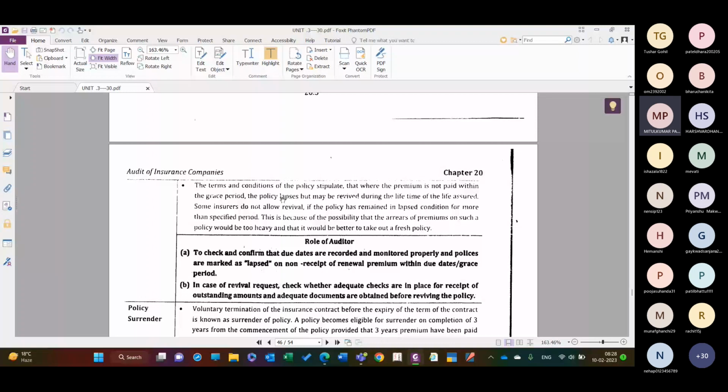However, that grace period, I am saying 30 days, but it differs from insurance company to insurance company. So in some of the insurance companies, it may be 15 days. In some of the insurance companies, it may be 10 days.